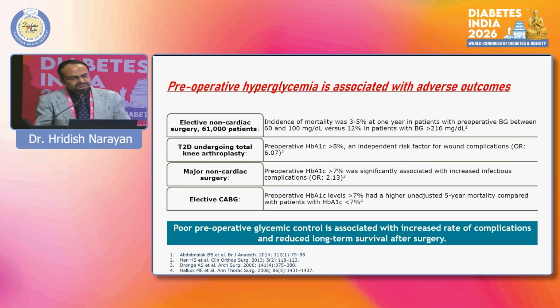Now, just putting up some statistics, four articles are quoted below. You can see different departments like elective non-cardiac surgery, type 2 diabetes undergoing total knee arthroplasty from the orthopedic section, major non-cardiac surgery, and let us talk of elective CABG. So you can see that in the first category, incidence of mortality was 3 to 5% at 1 year in patients with preoperative blood glucose between 60 and 100 versus 12% in patients with more than 216. So these are all statistics. It only harps on the point that these factors have to be kept in mind when we are treating the patients.